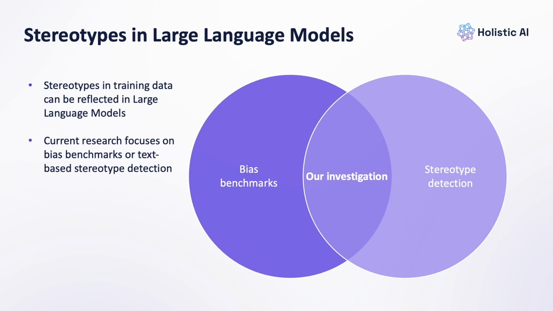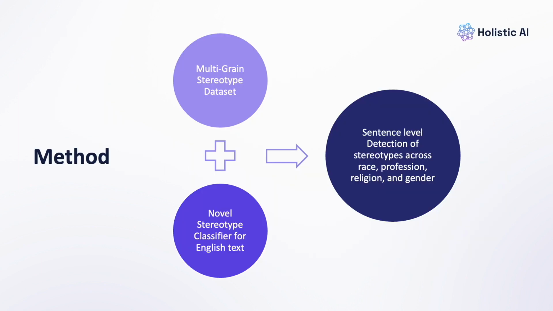Most existing studies focus on either bias benchmarking in large language models or text-based stereotype detection and overlook the interaction between them. Our method starts with building the multi-grain stereotype dataset, which contains over 50,000 examples of stereotypical texts about gender, race, professions, and religions. We then train a multi-class classifier on this dataset to identify stereotypes in English language texts.